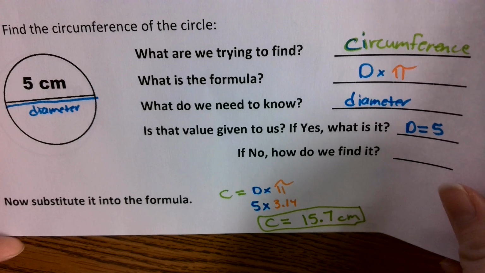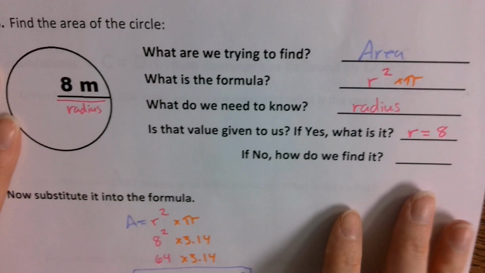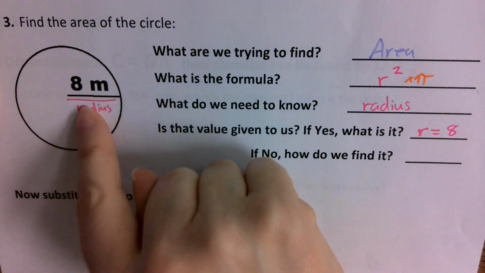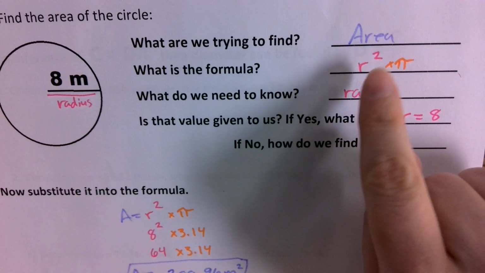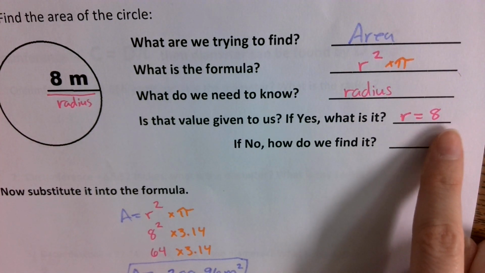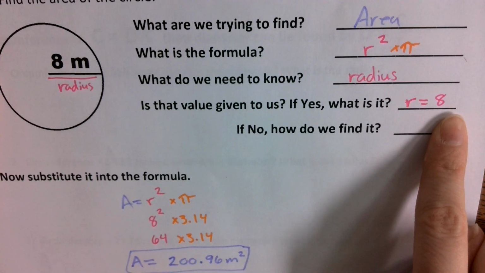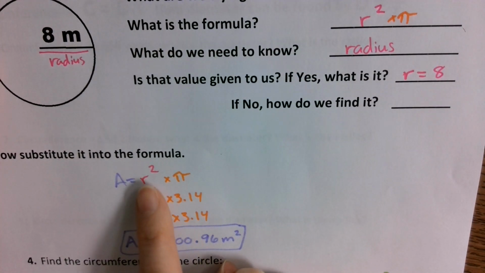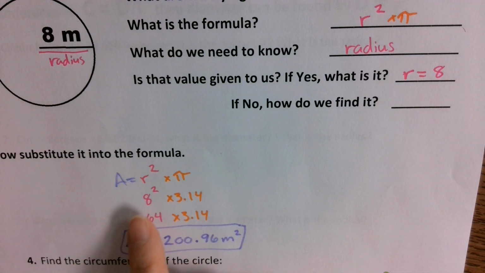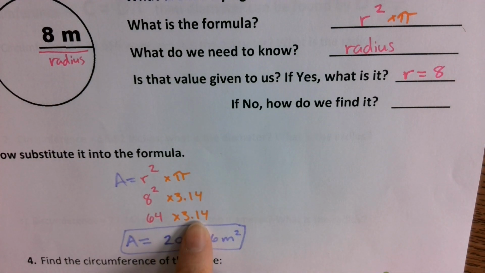All right, go ahead and flip it on over to problem 3. For problem 3, given the circle with the radius measurement of 8 meters, we're trying to find the area, which is radius squared times pi. They did give us the information that we needed to know, which was the radius being 8. So we can just substitute that into our formula. R squared times pi comes out to 8 squared times 3.14. 8 squared is 64. Then multiply it by 3.14.